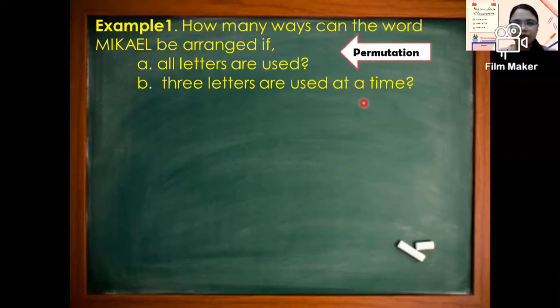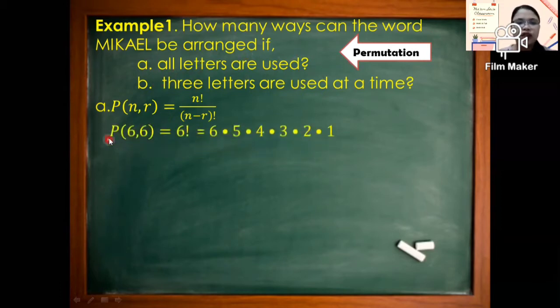So, kung permutation siya, ito yung gagamitin natin na formula. Or simply, yung ginamit natin na shortcut. So, for letter A, all letters are used. So, we need to identify first, ilan bang letters meron ang word na Michael. We have the 1, 2, 3, 4, 5, 6. So, meron tayong 6 letters. Therefore, that is permutation of 6 taken 6 kasi all letters are used.